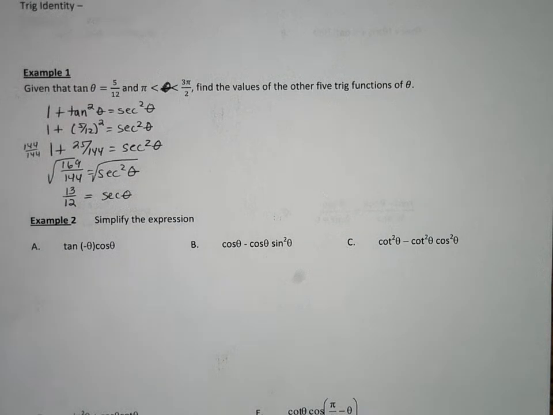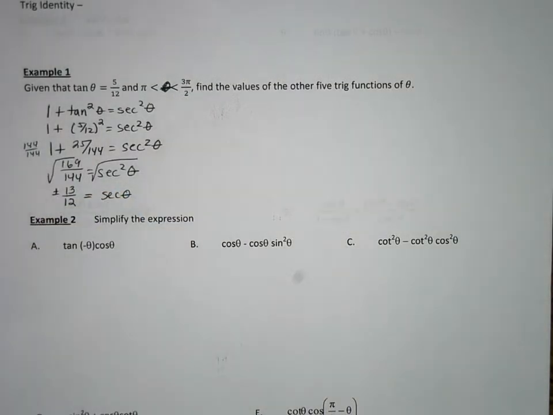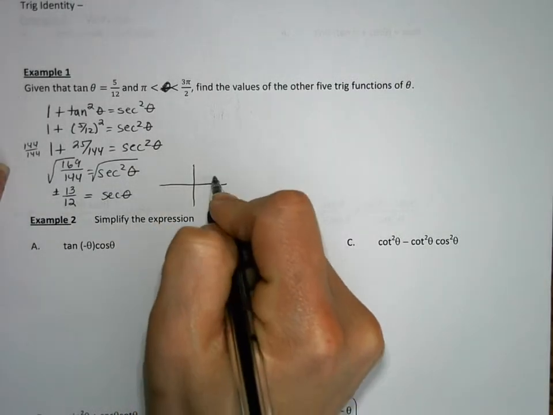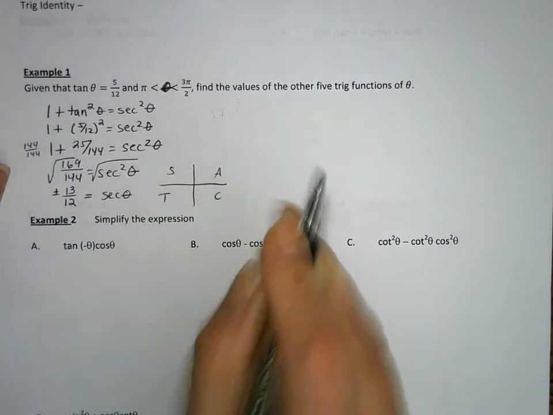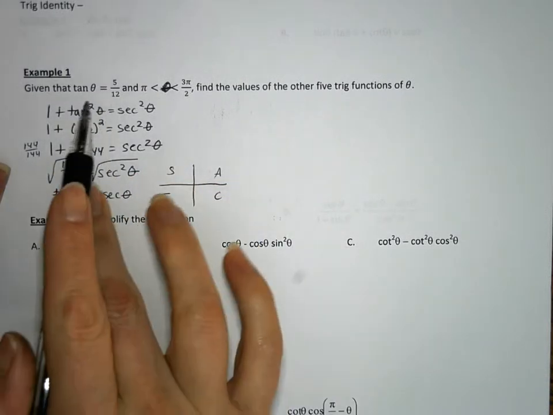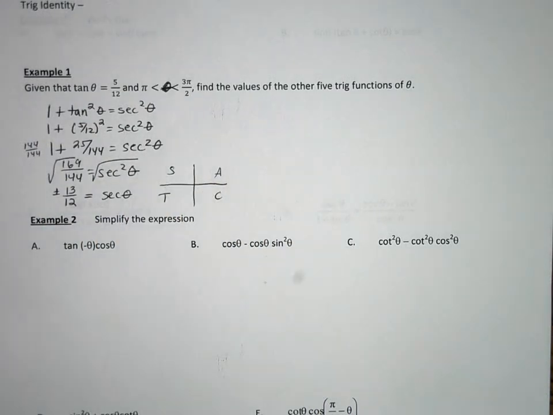What do I have to remember when I take the square root on both sides? Plus or minus. Okay, now, we really need to think here though, because I need to think about something with CAST. I know that the tangent is 5/12, and I know that that tangent is found between pi and 3 pi over 2. Where is that?